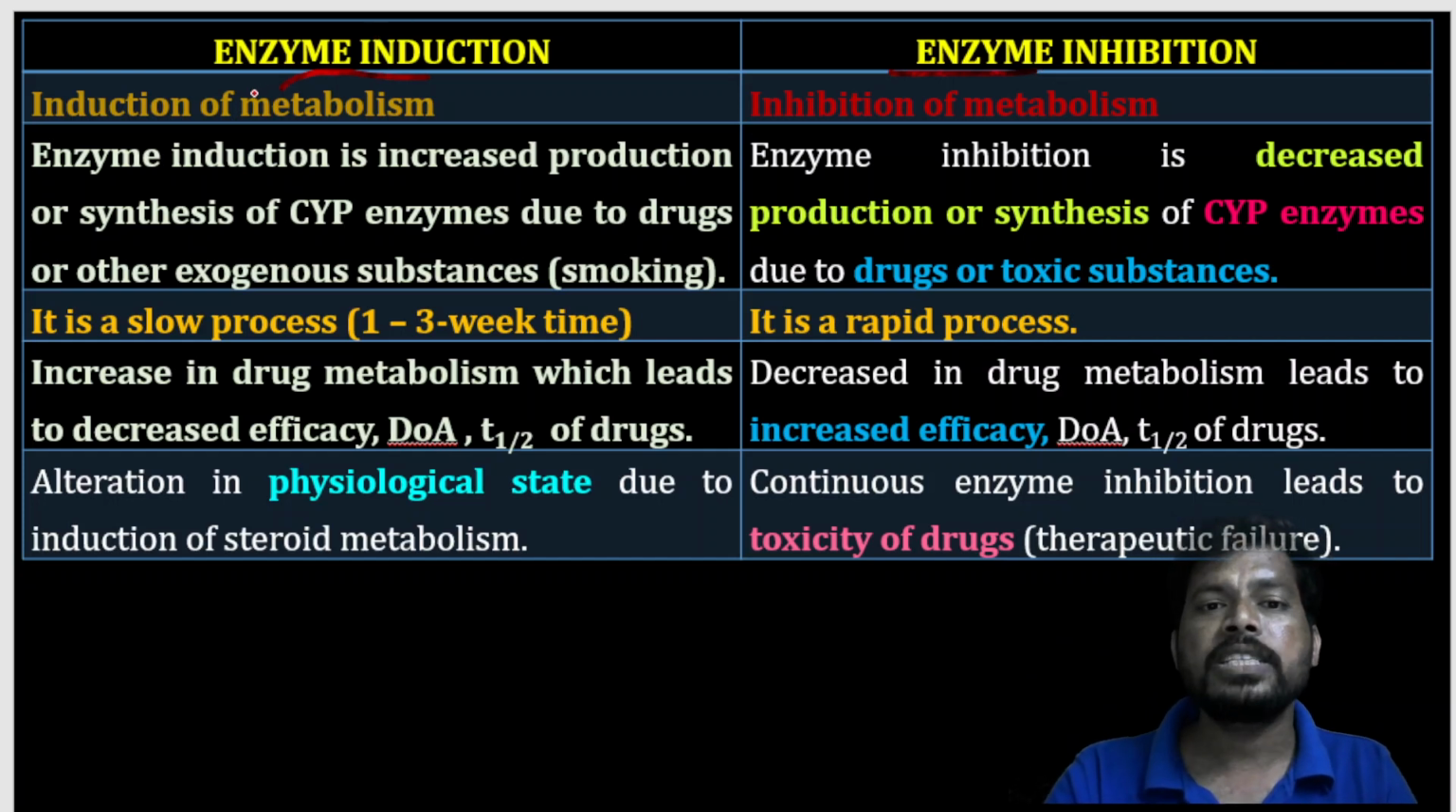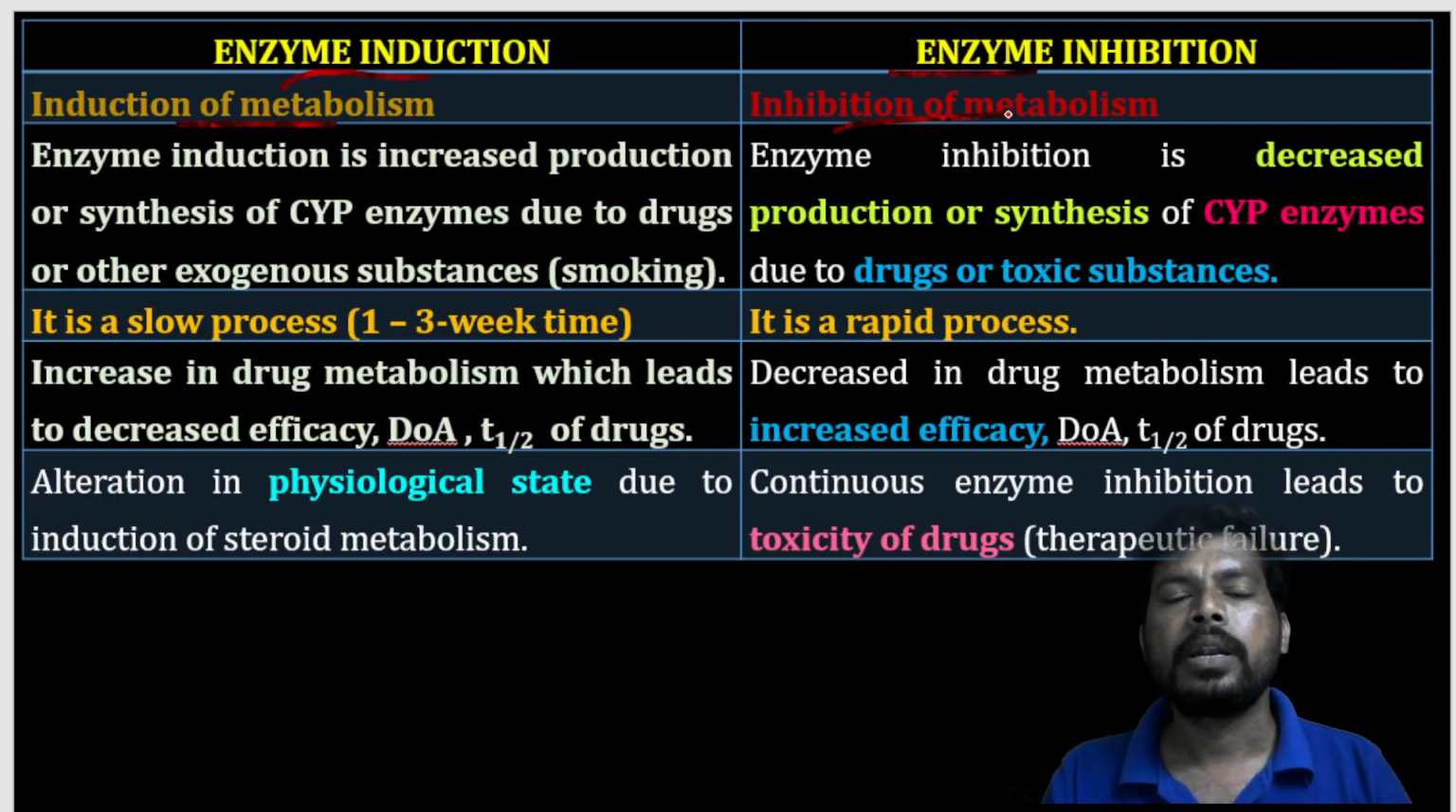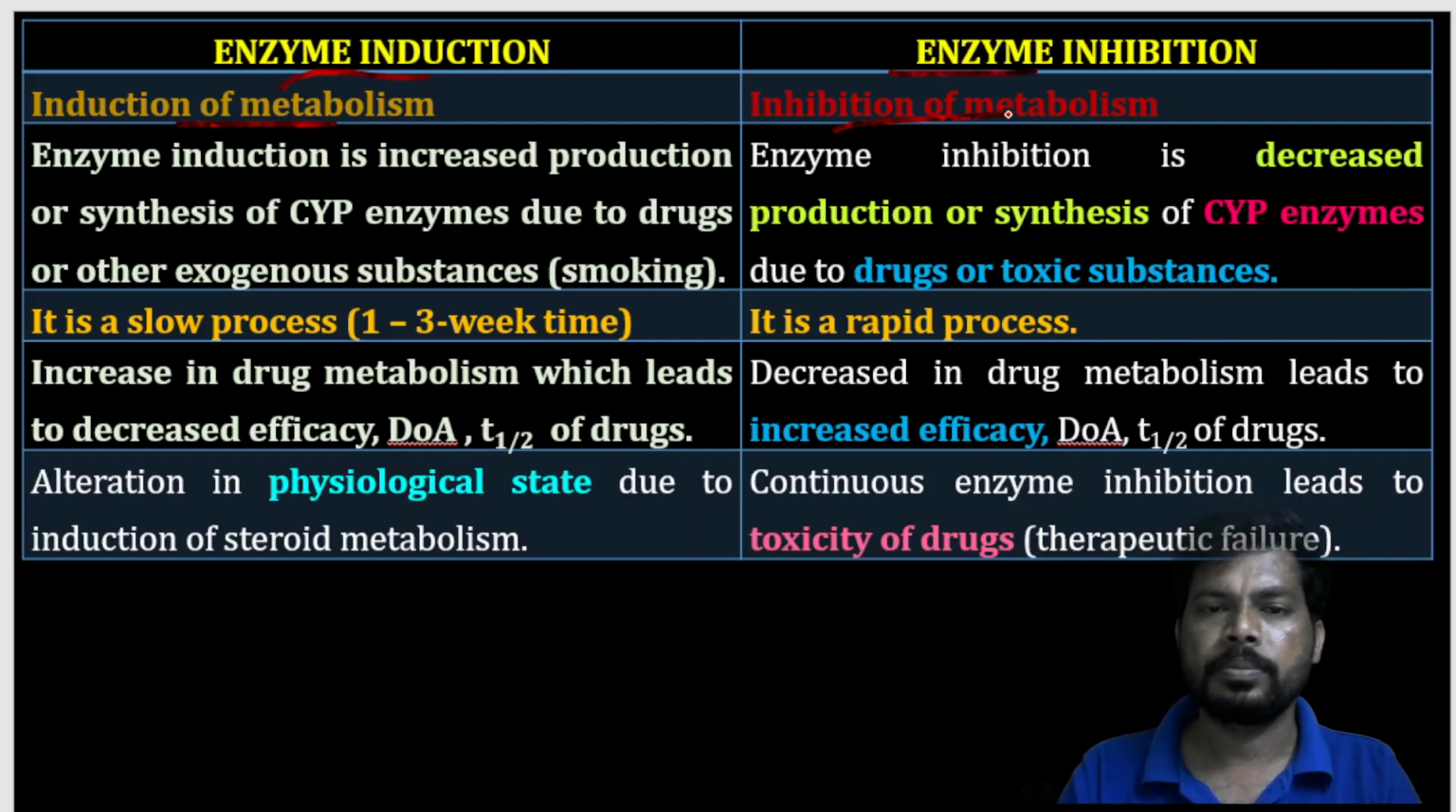Enzyme induction is also known as induction of metabolism. By increasing the enzymes, they increase drug metabolism. Enzyme inhibition is known as inhibition of metabolism. They inhibit the liver enzymes and decrease drug metabolism.